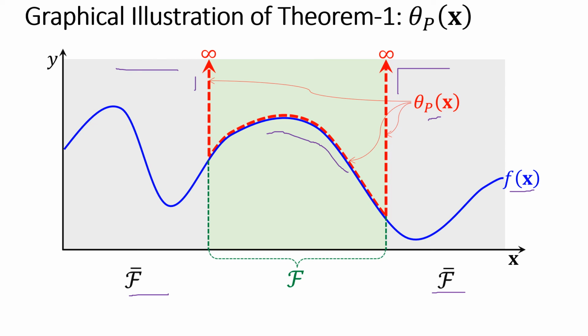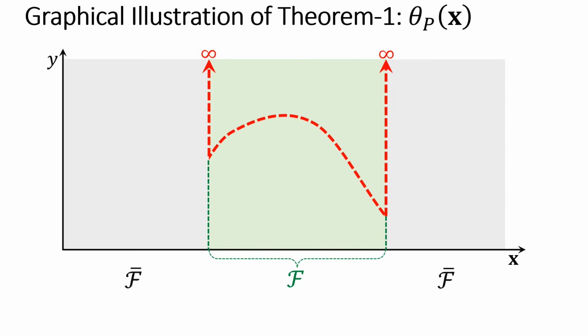We can remove f of x and look at this. So this is theta p of x. In the feasible region, theta p of x is equal to f of x. Why is that? Because the constraint terms of the Lagrangian can never exceed 0 when we are in the feasible region. But in the infeasible region, the constraint terms become infinite. We can adjust the Lagrange multipliers, lambdas, or the mu's and set them to infinite so that theta p of x becomes equal to infinite.